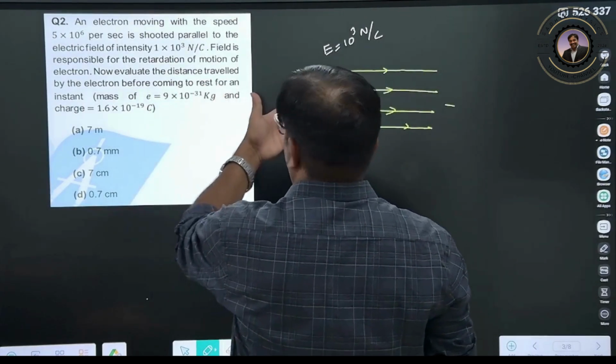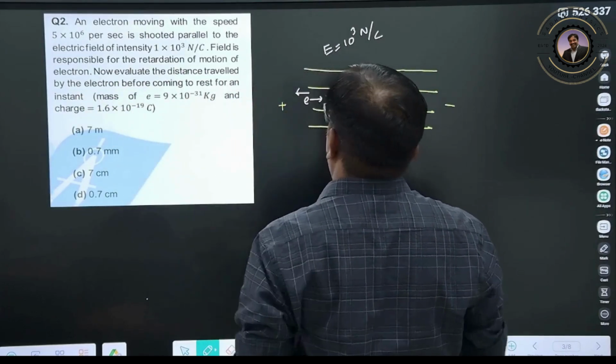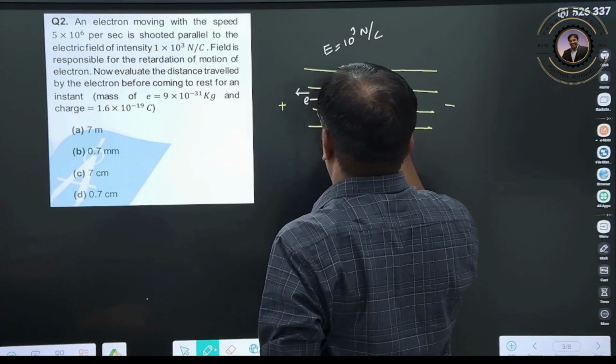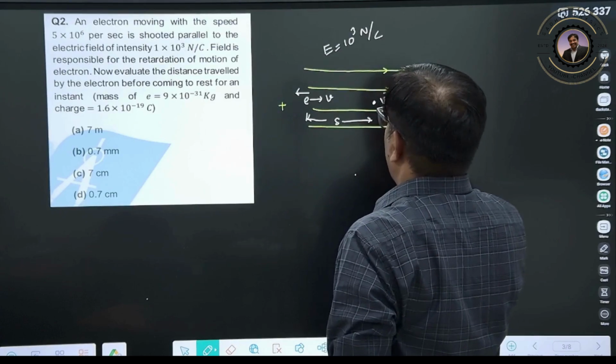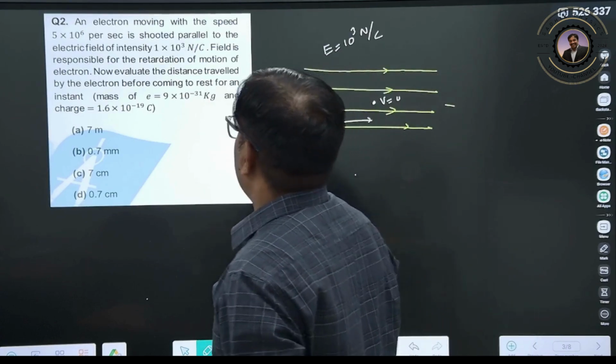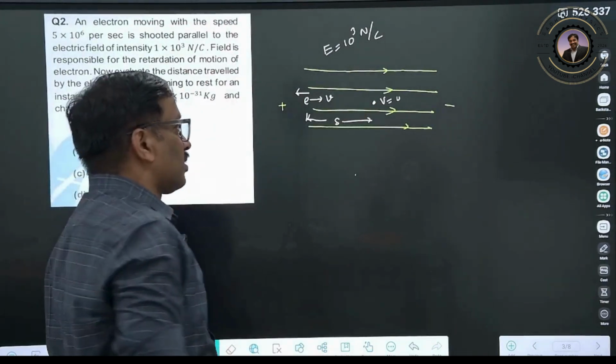So definitely retardation will be created. Now, evaluate the distance traveled by the electron before coming to rest. That means it will travel some distance here, so that the final velocity becomes 0. You understand? We have to calculate the distance. First of all, you should go for the acceleration here.